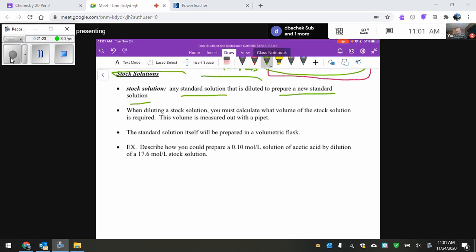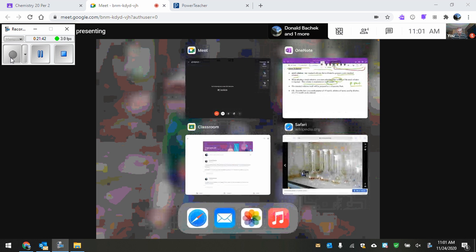Now, when you're diluting a stock solution, you must calculate what volume of the stock solution is required. We use something called a pipette. A pipette. Now, I did not grab one of these, so I guess I should do that. Give me 1 second here.